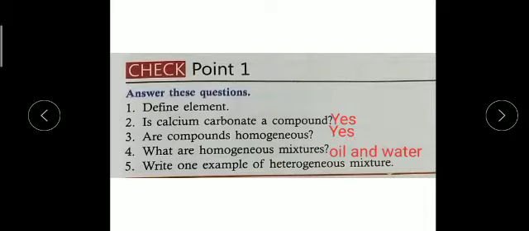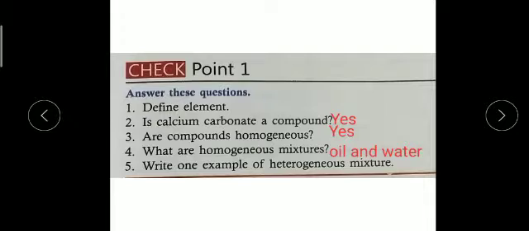First, checkpoint number 1 exercise is given on page number 33 in your book. Define element. What is an element? As you can see on page number 32, first line, the answer is given. A pure substance made up of a single or same type of atom is called an element, and there are 118 elements. You can write any 2 or 4 examples.